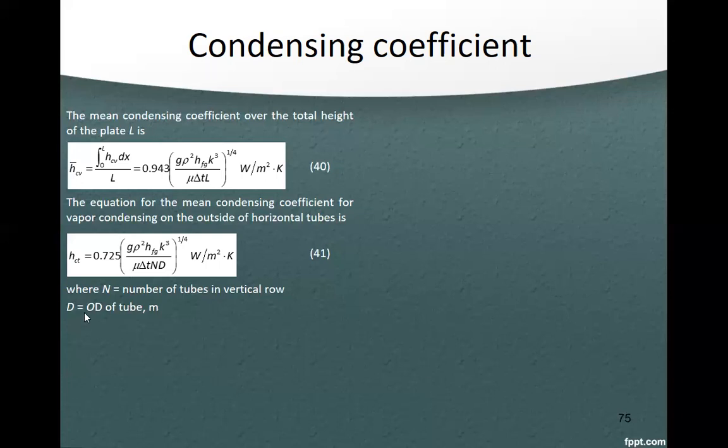Okay. So, check nyo lang yung units. This is dimensionless. So, any units yan. Dimensionless to.